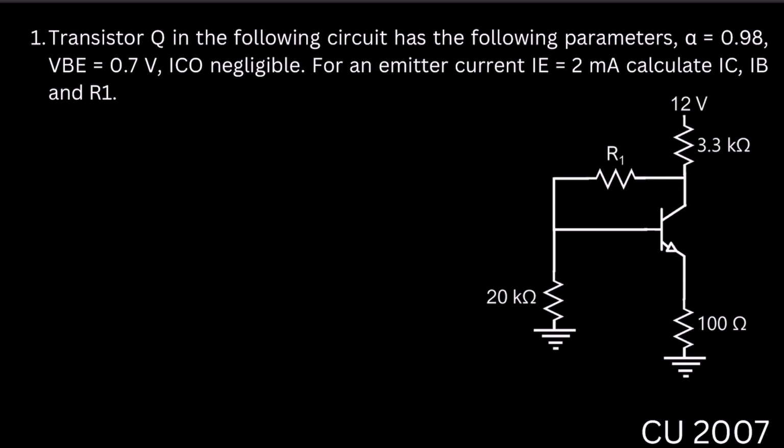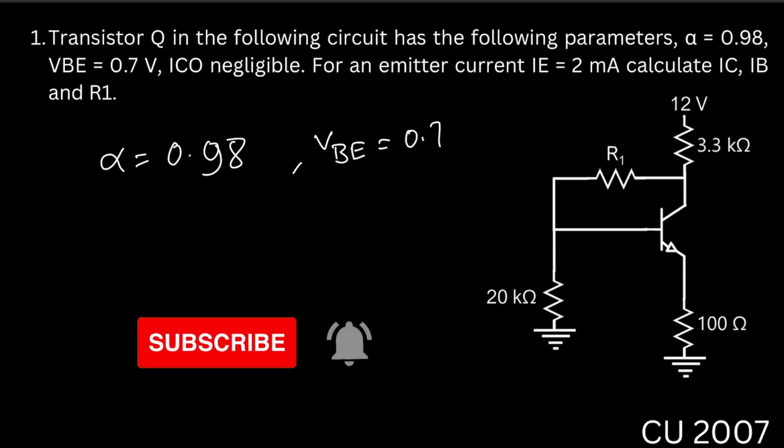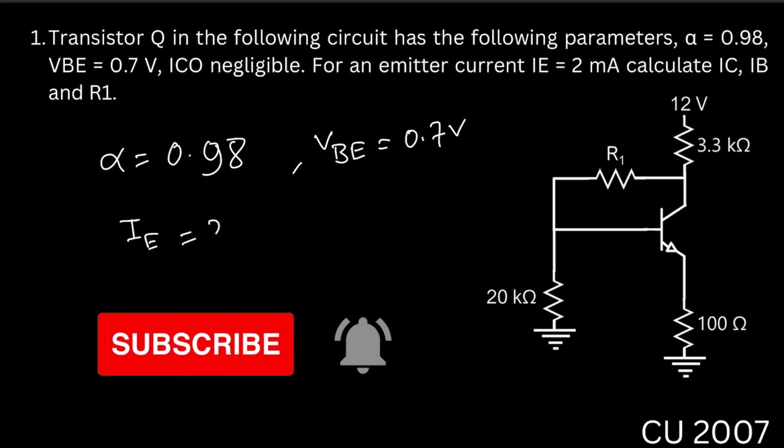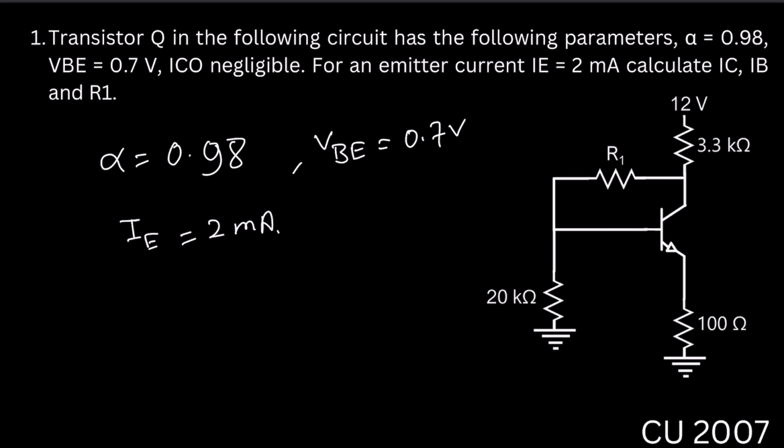So this is the first problem. They provided the value of alpha is 0.98, and they told us VBE is equal to 0.7 volt and IE is 2 milliampere. They want to know the value of R1, the value of IC, which is this current, and the value of IB, this current. So we need to find these three quantities. Okay, so let's start.